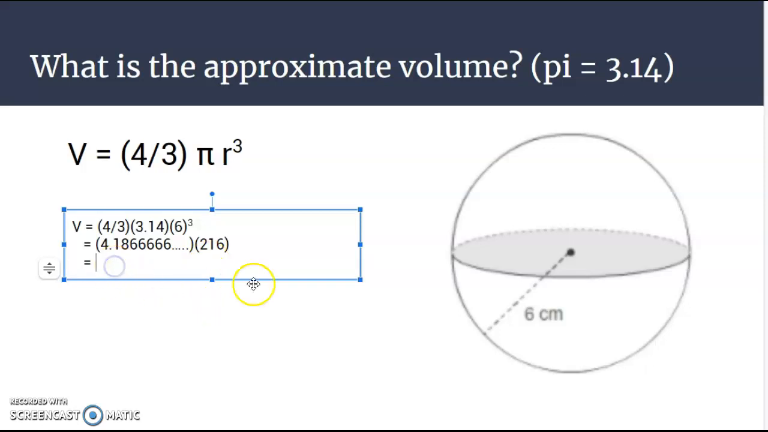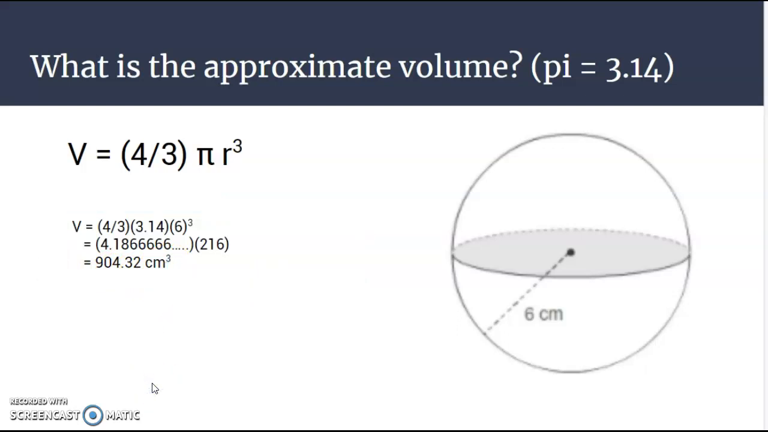We'll round it to 2 decimal places. I know the problems that you work on usually say what to round it to, and it's usually the hundredths place. 904.32 centimeters cubed. Make that a superscript there. There we go. And that's how we can approximate the volume if we use 3.14 for pi instead of the actual pi symbol. There you go. After watching this, hopefully you understand how to apply the formula for the volume of a sphere.